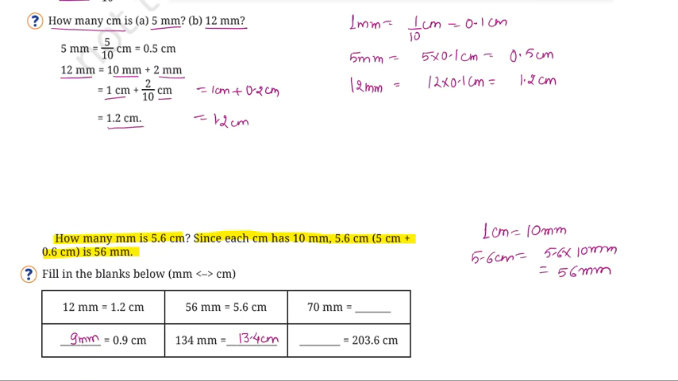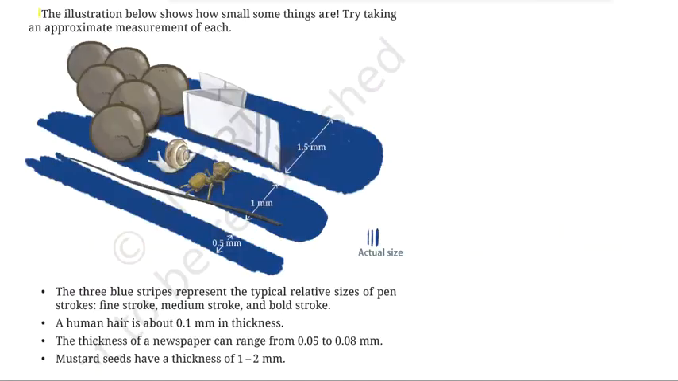70 millimeters is equal to how many centimeters? It would be 7 centimeters. और यहाँ पे आपको centimeters में दिया है. So you should write it as 2036 millimeters will be equal to 203.6 centimeters.